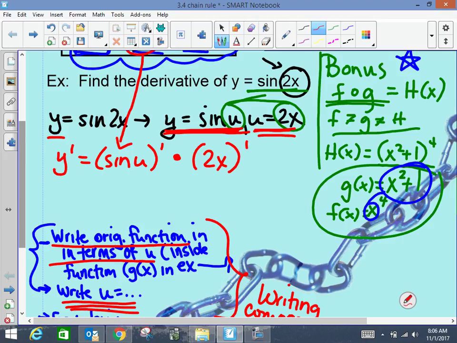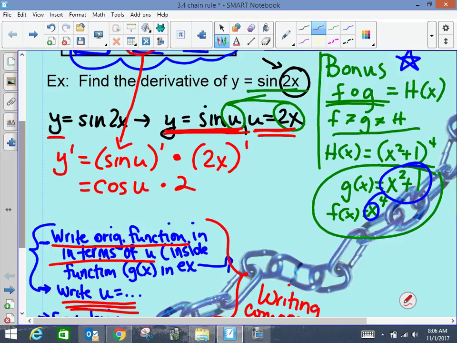Our test score average is 87. That's pretty darn good. Okay, so here we go. Maria, what's the derivative of sine of u? Cosine u. Okay, and the derivative of 2x, Sarah Coffin? 2.